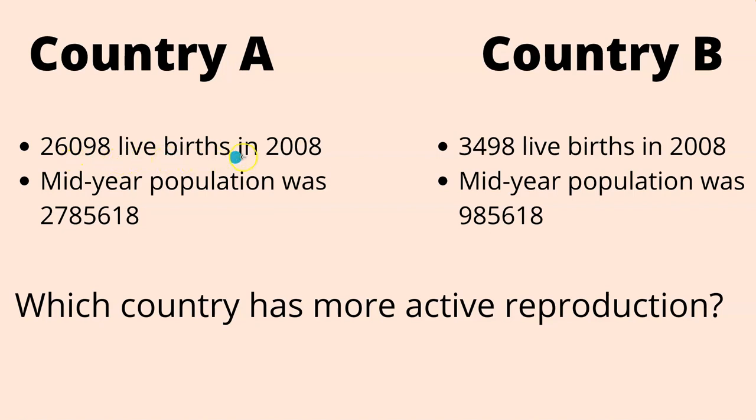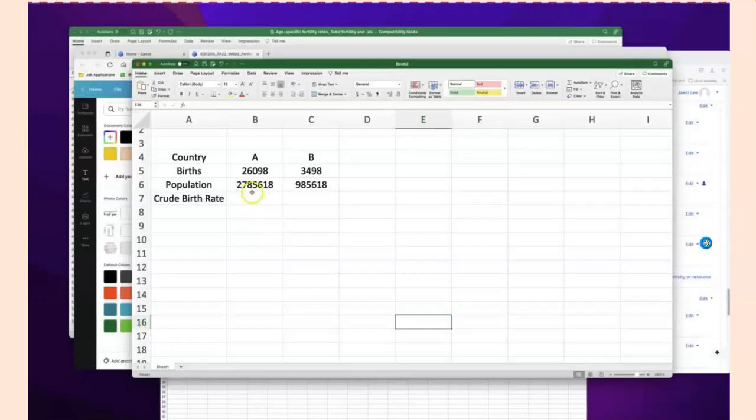26,098 live births in a specific year, in a specific country. Country B had a lower number of births, 3,498 in 2008. Their mid-year population is a little bit larger, 278,000. There's a higher number and more people. And what would be the crude birth rate? Or which country has more active reproduction?